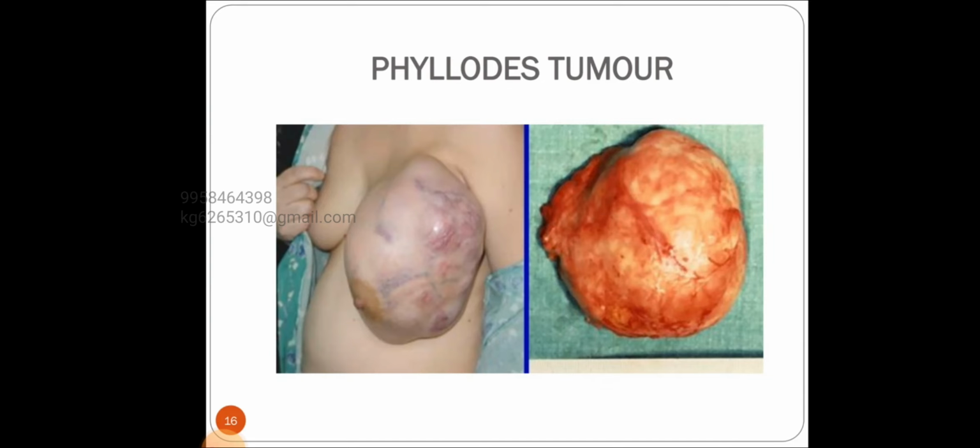Then treatment, if it is small, it is told that wide excision of the lump or subcutaneous mastectomy can be done. If it is giant, we told it grows more rapidly and it attains a great size. So if it is giant, it is told that either simple mastectomy or quadrantectomy can be done. So that is the treatment for phyllodes tumor.